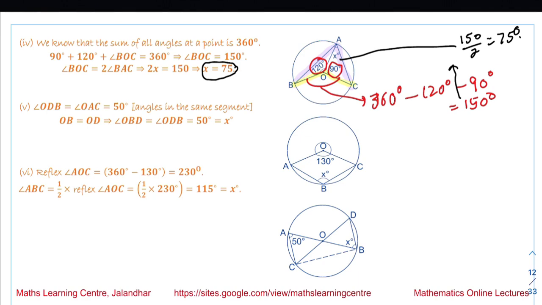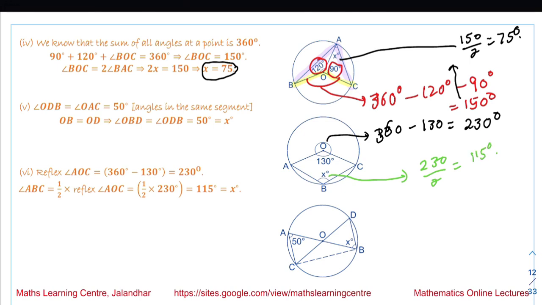Now in this next question, this angle is 130 degrees. So this angle will be 360 minus 130, that is equal to 230 degrees. Similarly, this angle x will be 230 by 2, that is equal to 115 degrees. Why? Because this angle x and this angle AOC both are on this arc AC. This is the angle at the center and this is the angle on the circle, so the angle on the circle will be half the angle at the center.